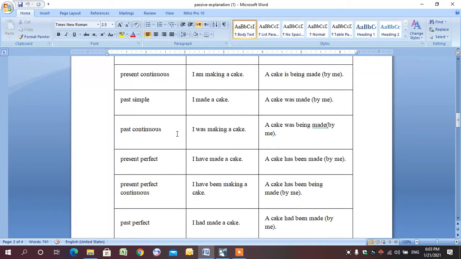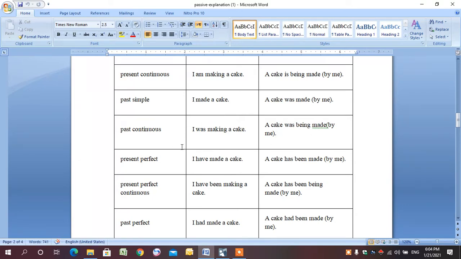Past continuous: I was making a cake. You start with a cake, and of course it's singular, so you put was, and then you put the verb to be plus ing, because you have ing in the verb, so it's being, and you put the verb in the past participle, made. So a cake was being made by me.